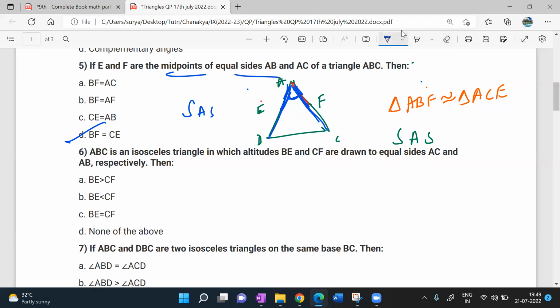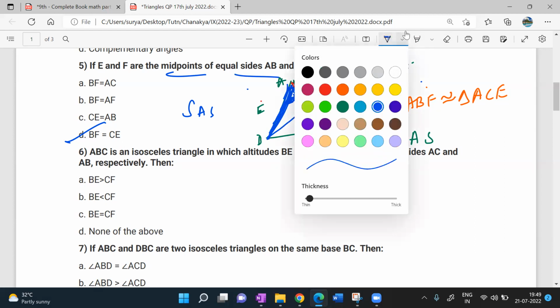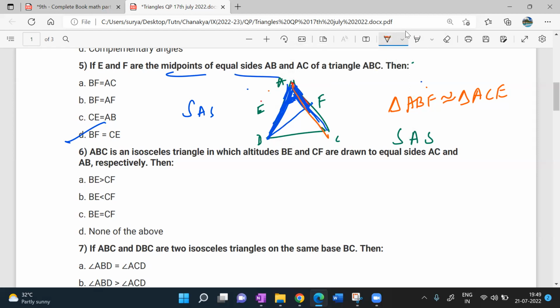We can say side, angle, side. Yes, ABF and ACE. Next, side, angle, side. So definitely BF and CE, both are equal.